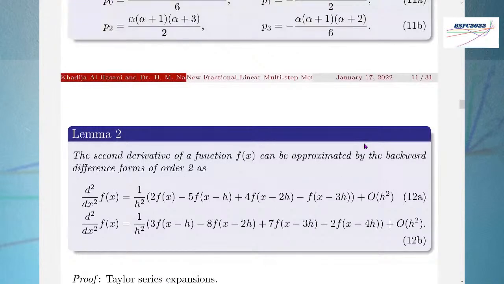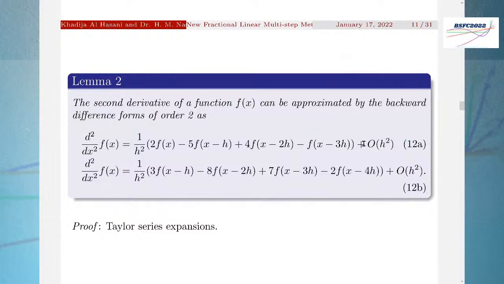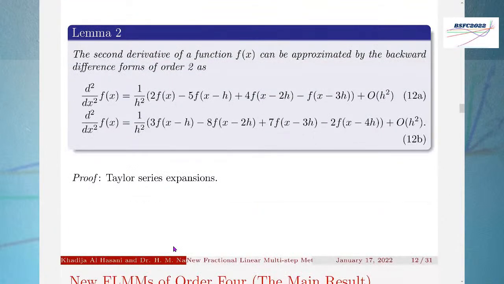Another lemma which is used in this work says that the second derivative of a function can be approximated by the backward difference formula of order 2. We have the first part of the approximation, and this is the second. This is the first kind, and this is the second one. And this can be proved by the Taylor series expansion.